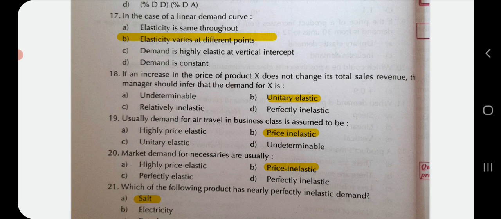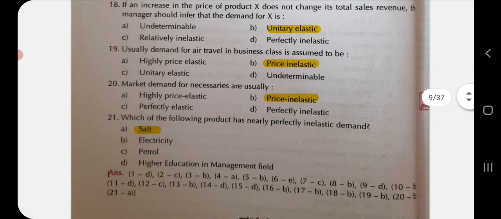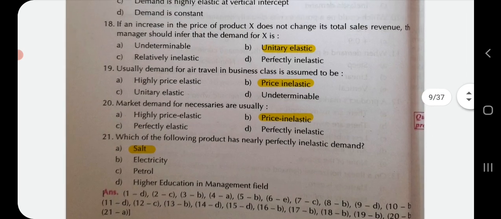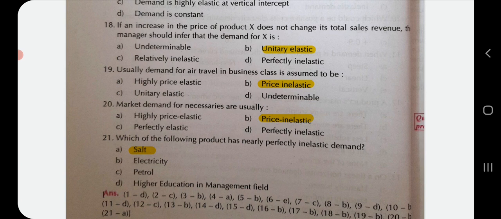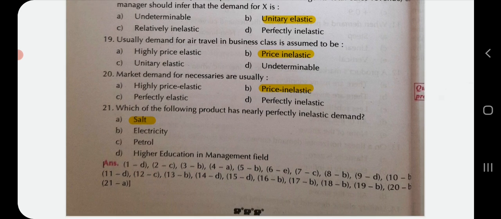18th question, if an increase in price of product X does not change its total sales revenue, the manager should infer that the demand for X is unitary elastic. 19th question, usually demand for air travel in business class is assumed to be price, and the answer is price inelastic. 20th question, market demand for necessaries are usually, and the answer is price inelastic.